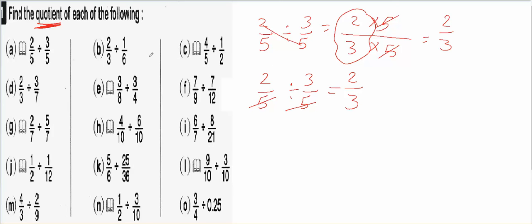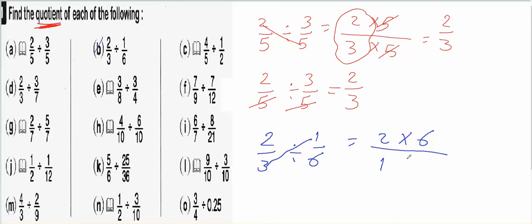What about letter B? 2 over 3 divided by 1 over 6 means 2 times 6 over 1 times 3. 2 times 6, 1 times 3. 3 divided by 3, 1. 6 divided by 3 equals 2. 2 times 2 equals 4. 4 over 1 equals 4.